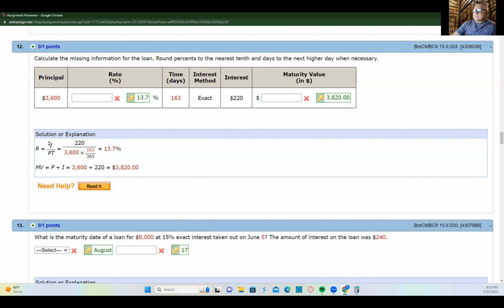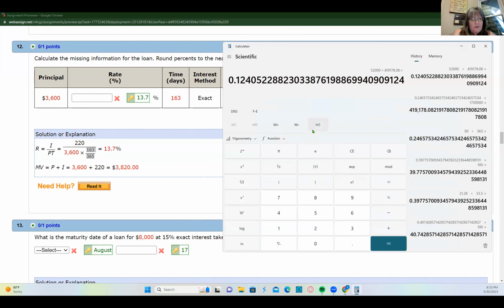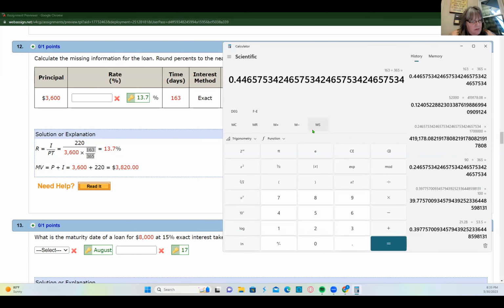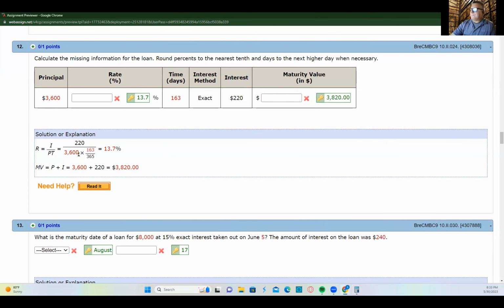Okay, so in this situation, the first thing I'm going to do is my time calculation, my 163 over 365. And that's going to give me something like point three something maybe. I get that part. 0.44. I'm going to take this 3,600 and multiply it times whatever you got here.